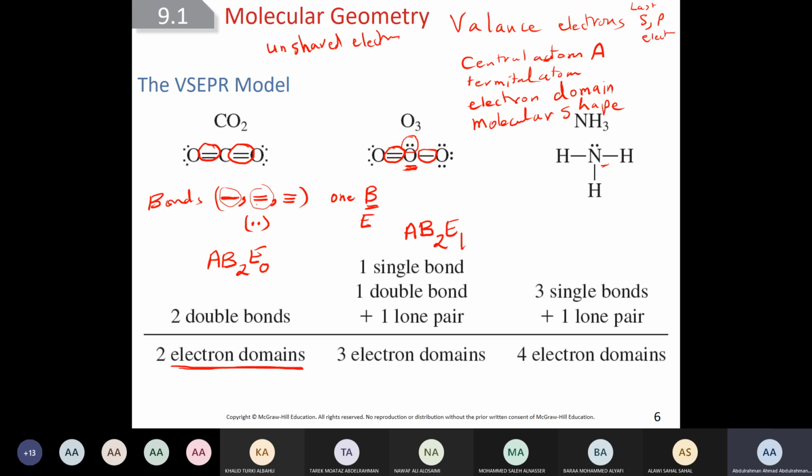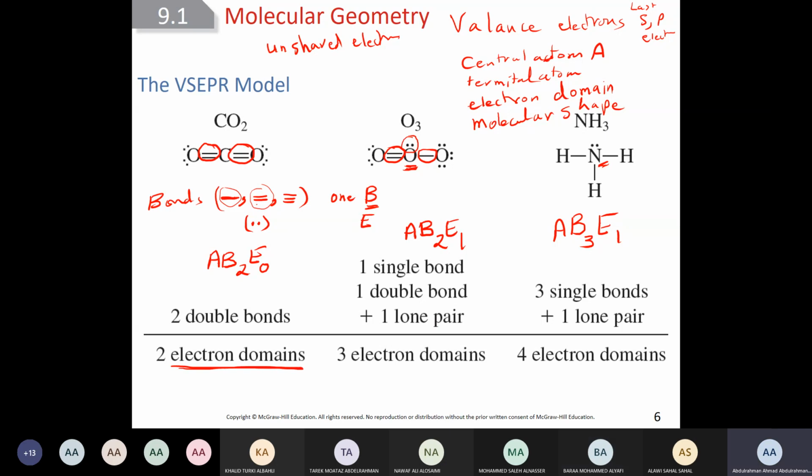Okay, good. Now, let's do it for this one. I'll call the nitrogen A. Then B3, fantastic. Why? 3 bonds, exactly. And then E1. Very good. Now, do you have any question about the electron domain?